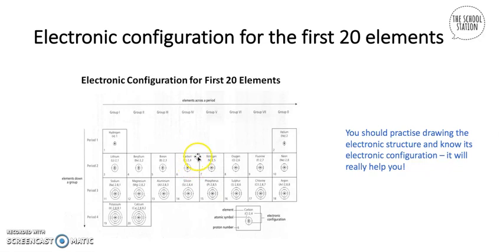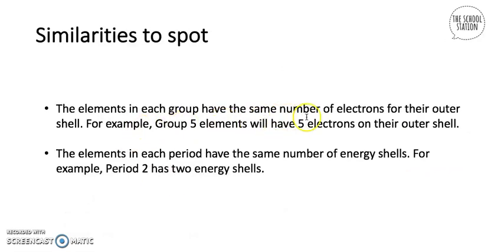the same number of electrons in their outer shell, because even though silicon has an extra shell, it still has 4 as the last number, and carbon also has 4 as the last number, and they're both in group 4. So the similarity to spot over here is that the elements in each group have the same number of electrons in their outer shell.